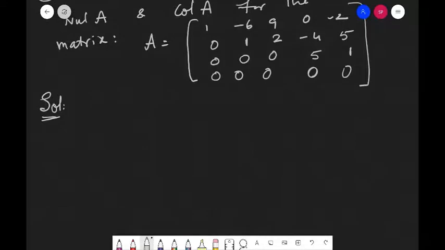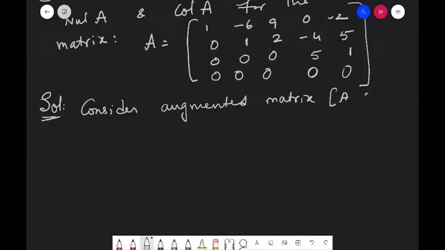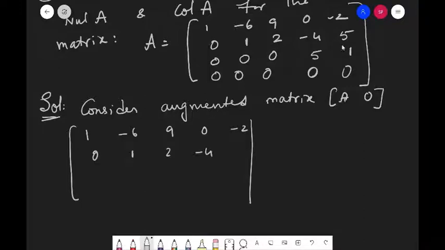For both, what do we need to do? Consider the augmented matrix A0. We can even do it with only A without the augmented column, but while writing for null space, you should add zeros. Whatever it is, I will do it for the augmented matrix A0. What is that? 1, minus 6, 9, 0, minus 2, and then 0, 1, 2, minus 4, 5, 0, 0, 0, 5, 1 and 0.